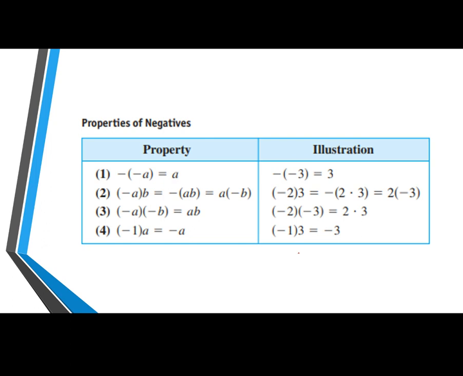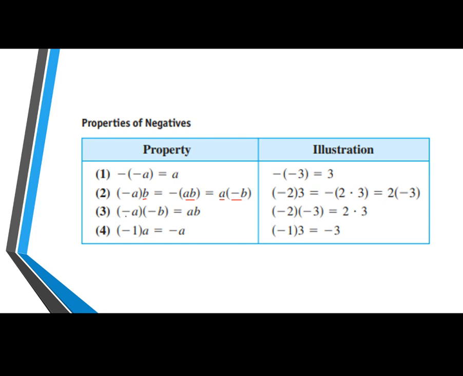Next is properties of negatives. A negative number multiplied by a negative is equal to a positive. An illustration is negative of negative 3 is equal to 3. Next, a negative number multiplied by a positive number is equal to the negative of the product of both numbers, or the negative A times B is equal to A times negative B. An illustration is negative 2 multiplied by 3 is equal to the negative of the product of 2 times 3, or also equal to 2 times negative 3.